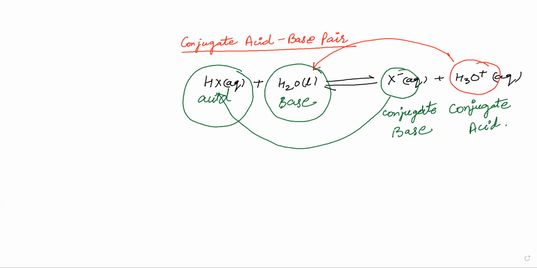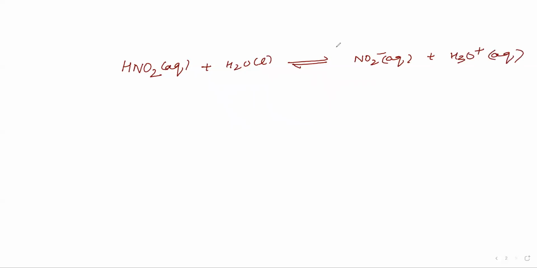Now let us take an example and discuss. Nitrous acid, which is HNO2, plus water in equilibrium with NO2 negative plus hydronium ions. Now in this example, HNO2 is losing a proton, correct? It is donating a proton to the water molecule, so it is acting as an acid.